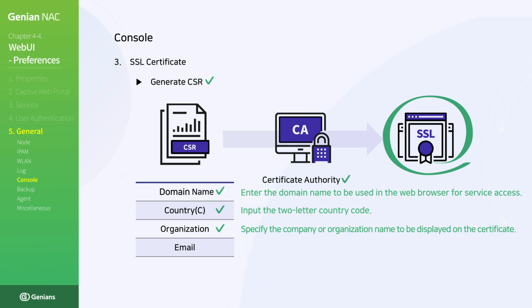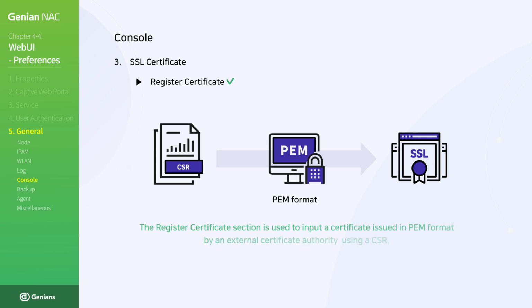The Generate CSR section is used to configure the creation of a CSR required to obtain an SSL certificate from a CA. Configuration items include domain name. Enter the domain name to be used in the web browser for service access.